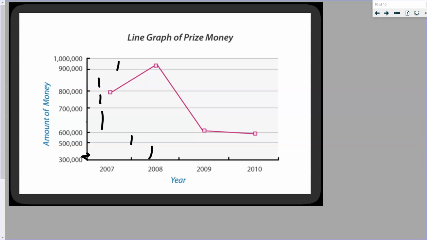In your visual notes are several more examples of misrepresented data and misleading graphs. I want you to make sure you have a look at those before you do your assignment, but you should be good to go. I will see you in the next lesson.